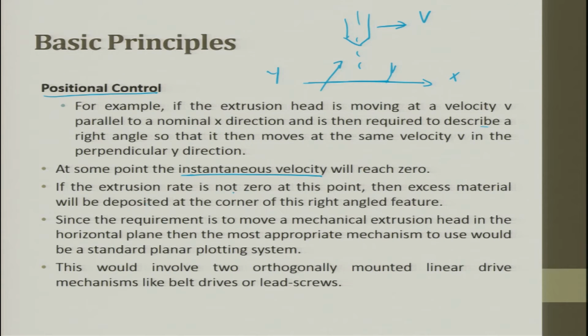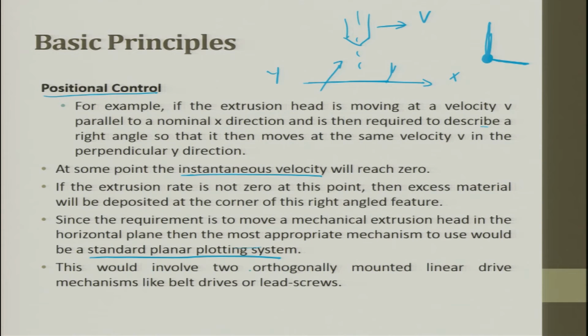If the extrusion rate is not 0 at that point, then excess material will be deposited at the corner of this right angled feature. So, what they are trying to say is, if you are trying to make some feature like this, at this point you will have a large deposit of material. Since the requirement is to move a mechanical extrusion head in the horizontal plane, then the most appropriate mechanism to use would be a standard planar plotting system. So, standard planar plotting system.